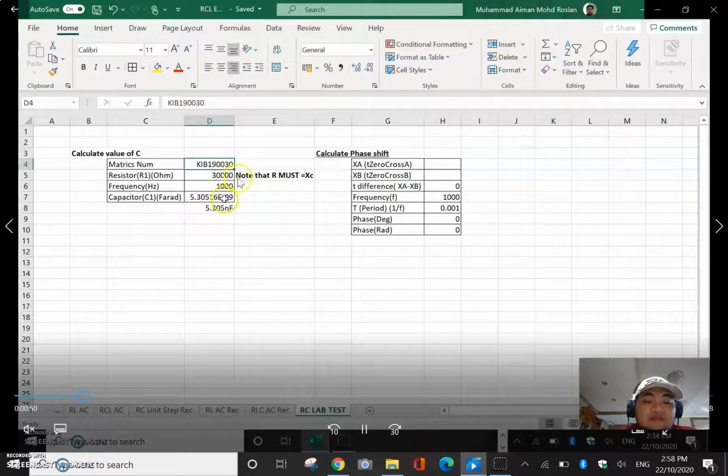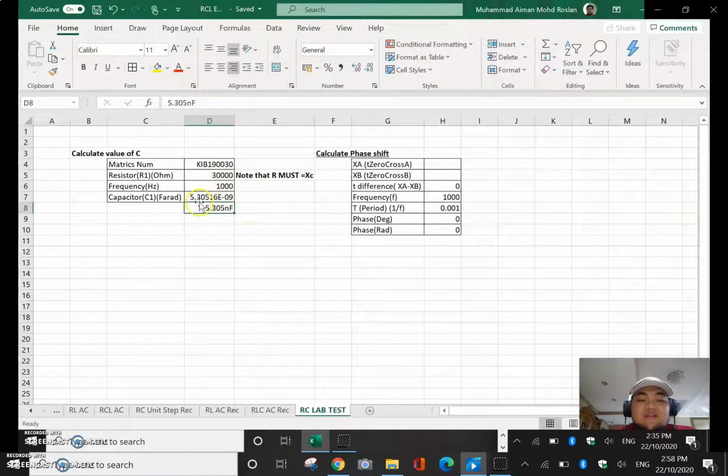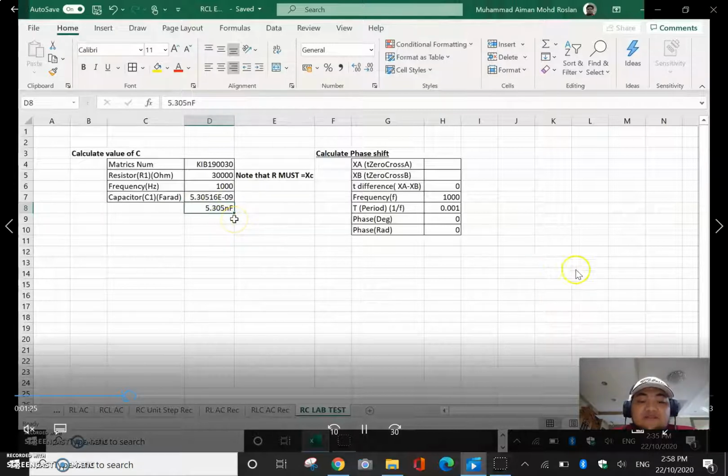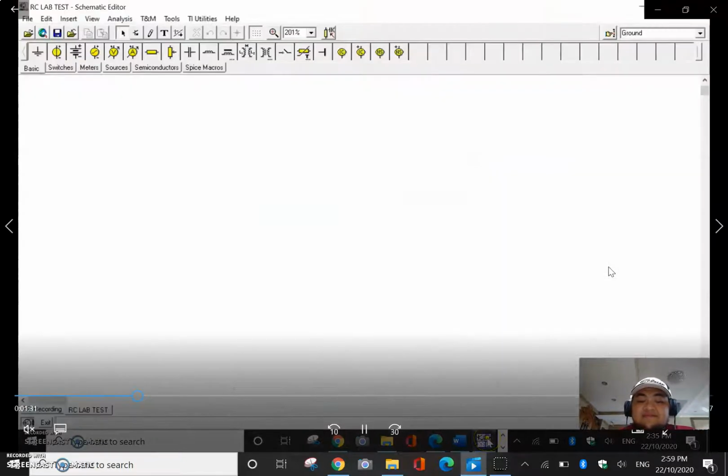So we have our value of resistor, 30,000 ohm, and frequency of 1000 Hz. And using the formula in capacitor, Xc equals 1/2 pi Fc. We will invert it and make the C the subject, and we will plug in the values. So we get 1/2 pi multiplied by D6, the frequency, and D5, the value of resistor. This will give us the value of the capacitor, which is 5.305 nanofarads. So now we can start building the circuit itself.